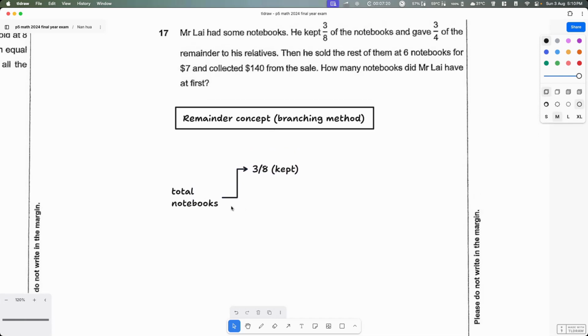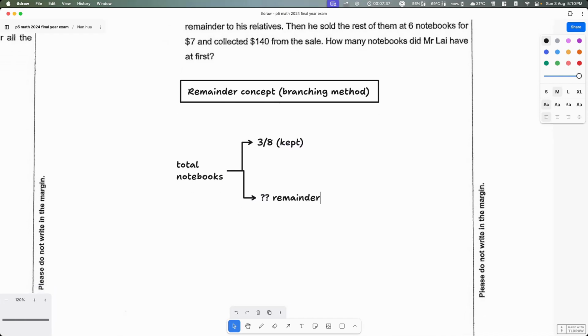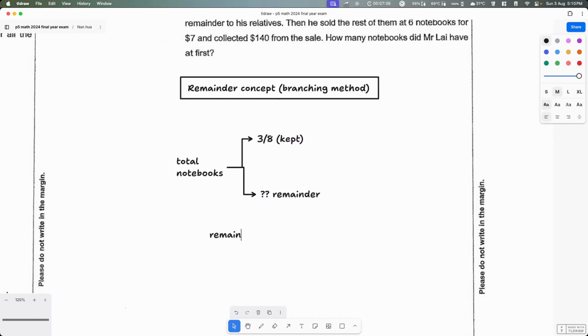And then after that, how much is the remainder? We also need to know that. So we don't know what the remainder is, and in this case we need to find out. To find the remainder, the remainder is equal to 1 minus 3 out of 8. This will give us 5 out of 8. Pretty straightforward. So we're just going to put 5 out of 8 here. So the remainder here is 5 out of 8.